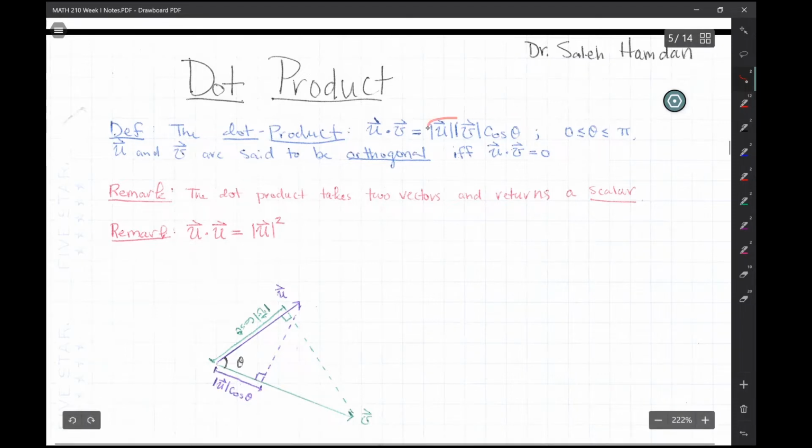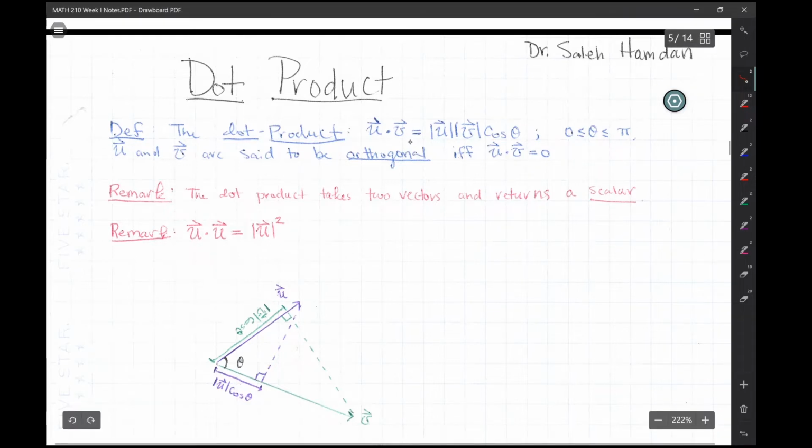Now, try to think about why. So if u and v are not 0, okay, let's look at non-zero vectors, then how can you get this term to be equal to 0? Well, that means that cosine theta would have to be 0, which means that theta has to be pi over 2. And pi over 2 is 90 degrees. So orthogonal is another way of saying that u and v are perpendicular to each other.